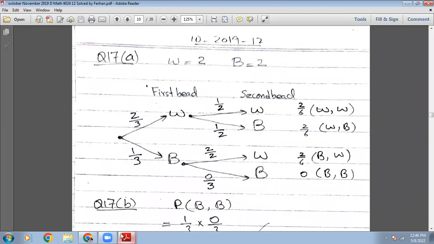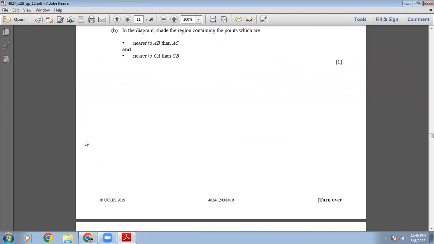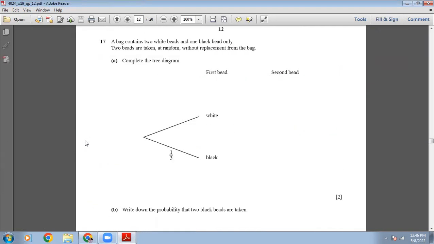Okay, so we are going to the next question. The next question coming up on your screen is question number 17. It says a bag contains 2 white beads and 1 black bead only. So there are 2 white and 1 black. 2 beads are taken at random without replacement from the bag. He takes out a bead and does not put that bead back, and then he takes the second. So the total will reduce and that particular color will reduce in number. Complete the diagram. So here you will write white, black, white, black.